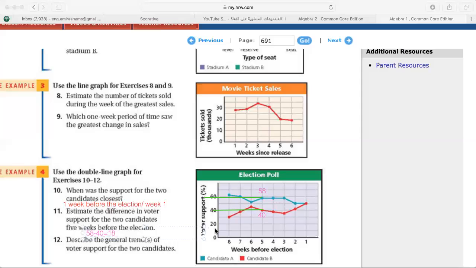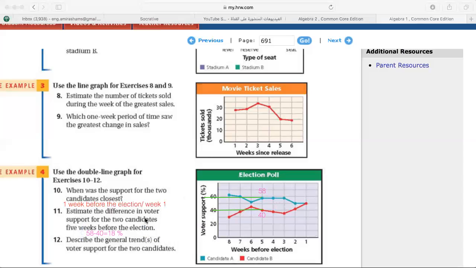Girls, the voter support here is in percent. So please, you have to write your answer also in percent. As I told you, in number 8 and 9, I have thousands here. So I have to read the number and add thousands. Here I have to add the number and add a percent sign.